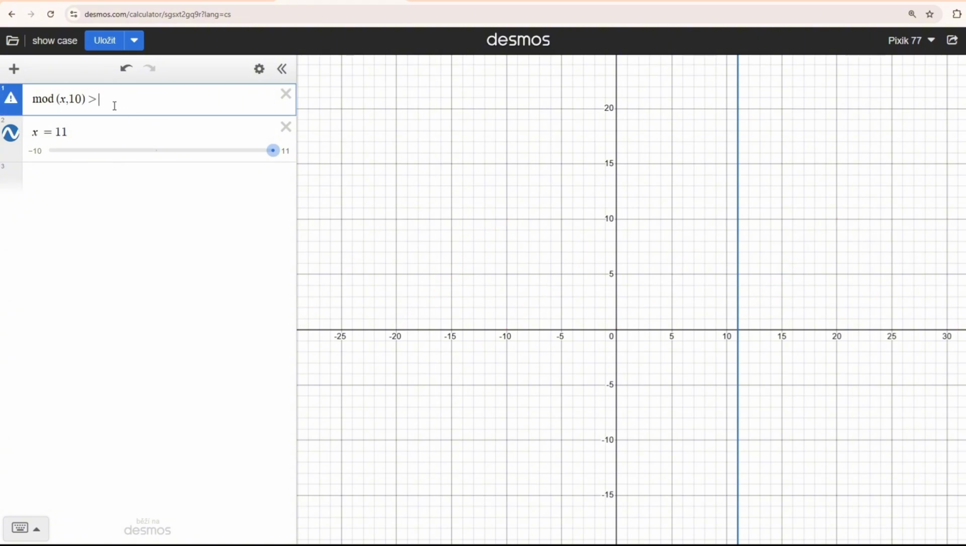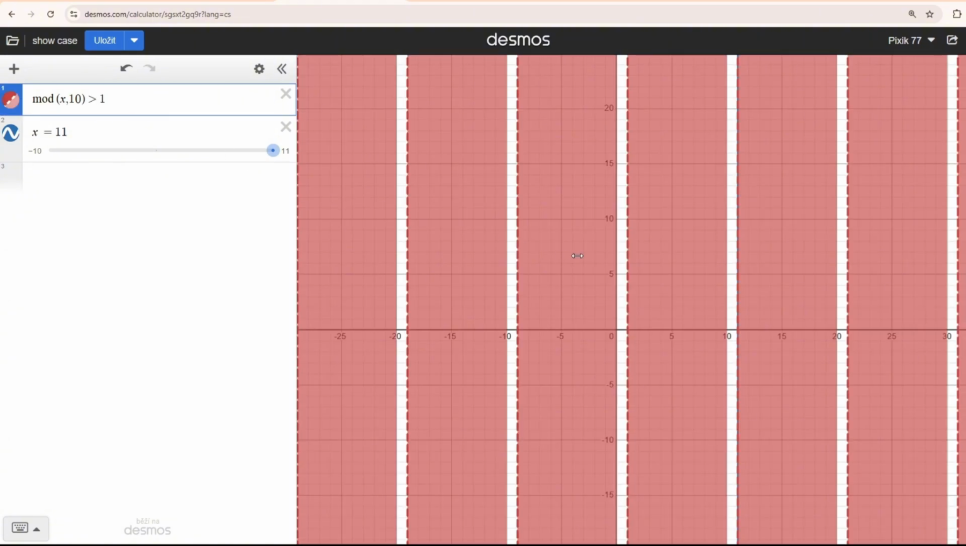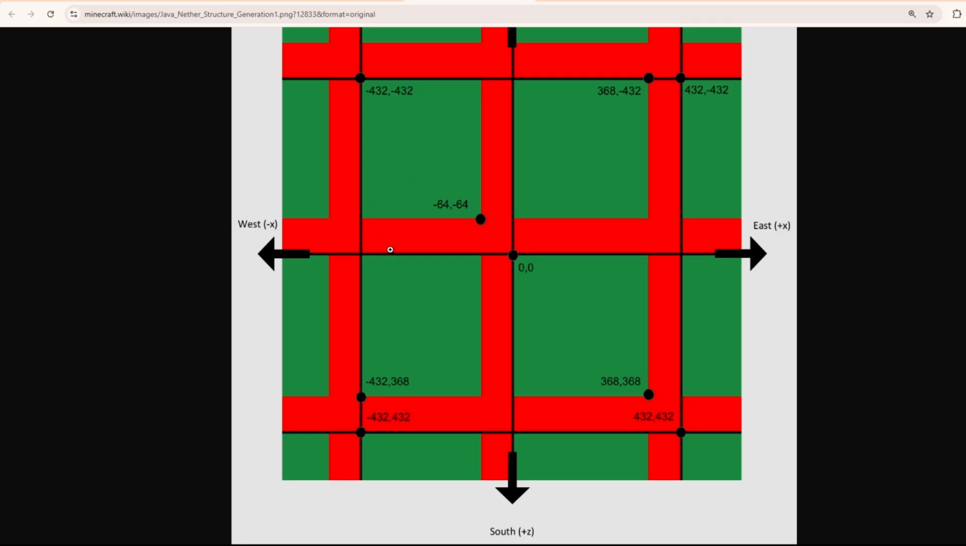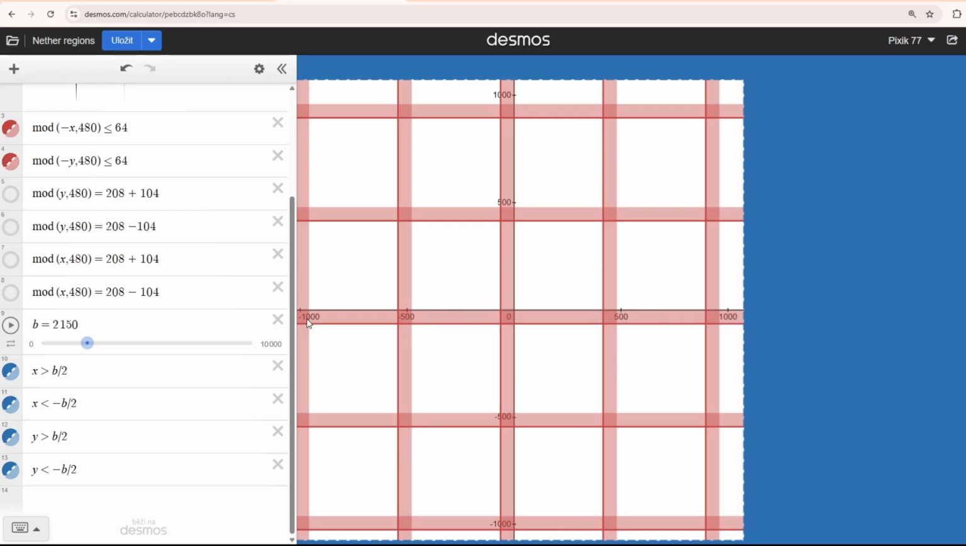If you add a condition less than 1 to the end of the function, the remainder will be shown when it's smaller than 1. This results in the graph displaying only vertical lines at specific intervals along the x-axis. Using this, I was able to construct the full grid, which I then compared to a reference image from the Minecraft wiki. Next, I added borders.